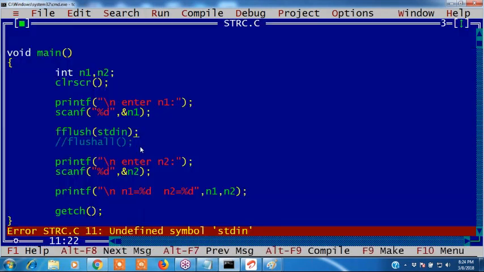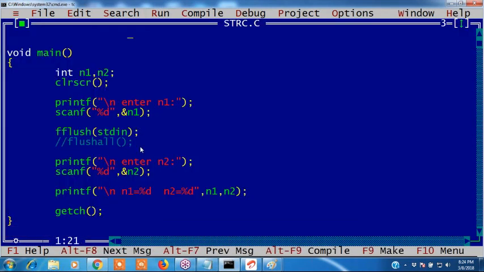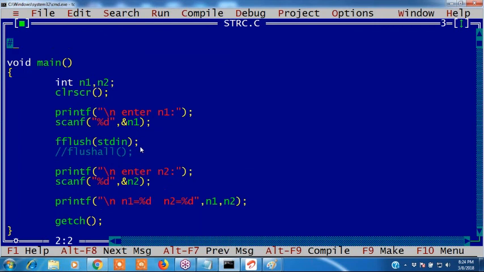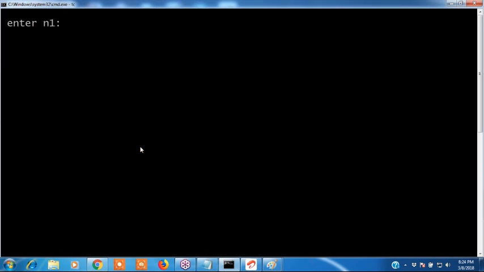One more thing: when you use stdin, we need to write #include <stdio.h>, the header file. Execute and first enter n1 as 10. If I enter 20, it will work nicely, right? If I enter spaces also, 10 space 20, as we entered previously, 30 40, then n1 took 10 and n2 took 20, and it was not asking for n2.